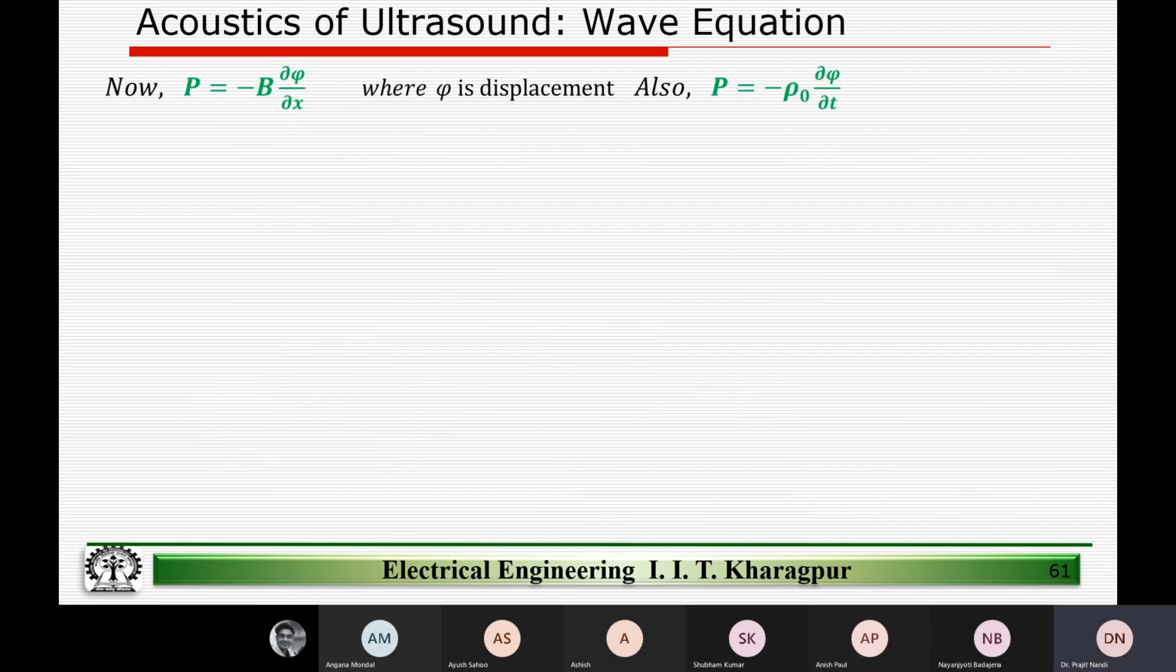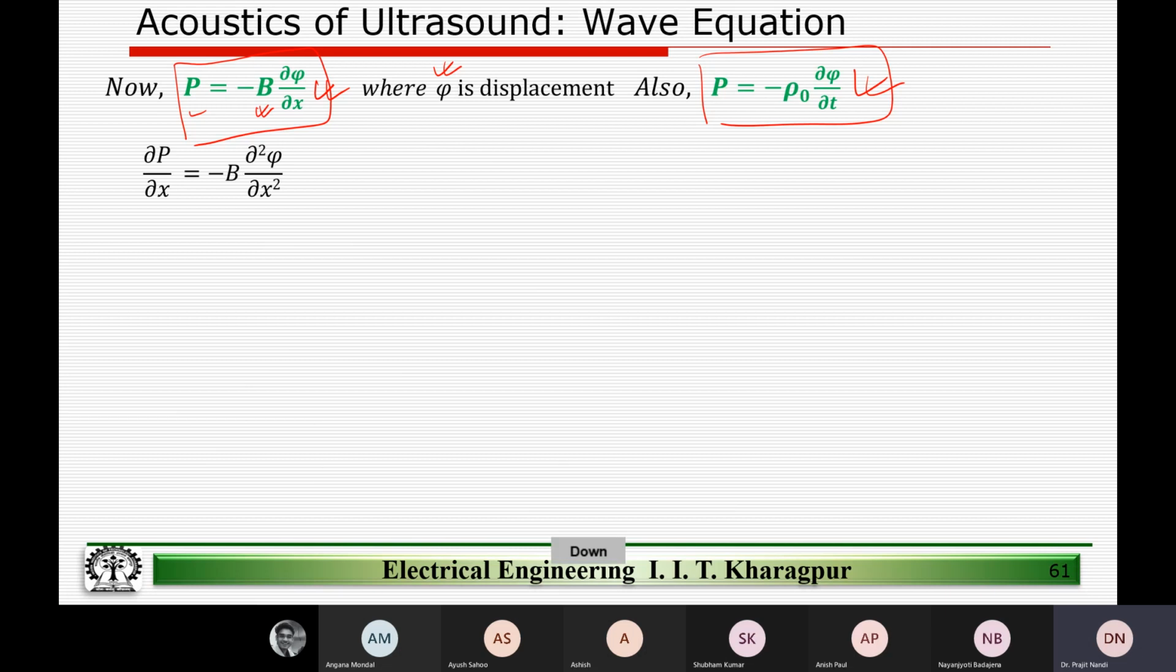Now, again, there are two equations which we are not going to look into the derivation. You have to trust me that these two relations are correct. The absolute pressure P is also related to the displacement. Phi is the particle displacement, and this is the bulk modulus. So the pressure is related to the displacement by this expression, and again, pardon me, I'm not going to derive this.